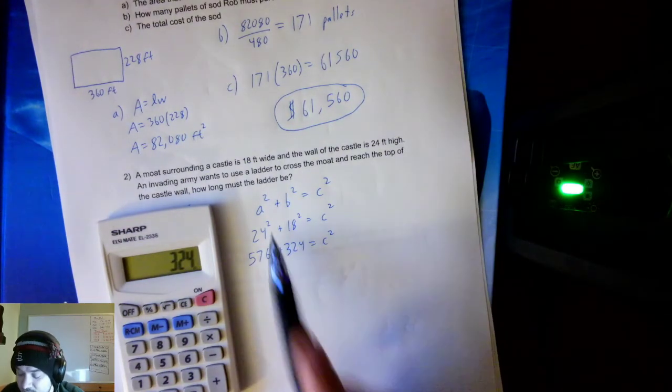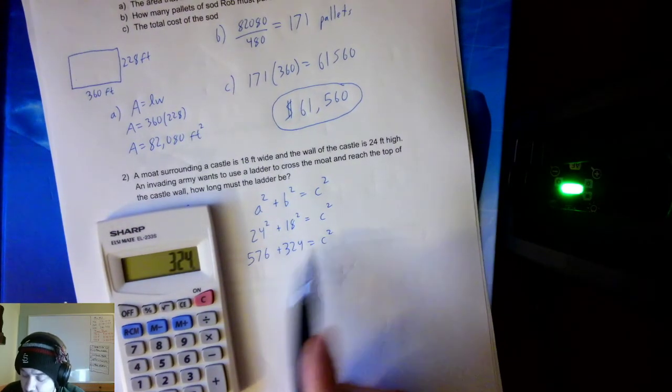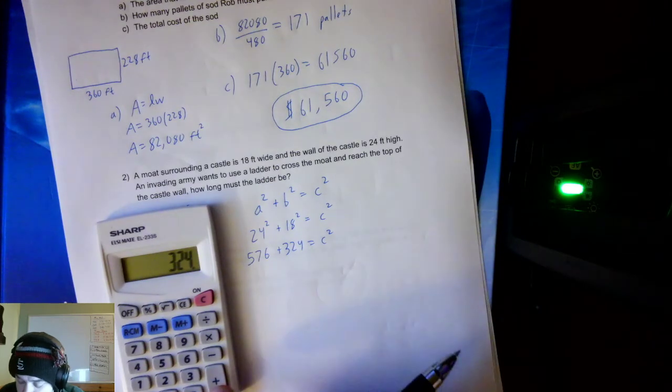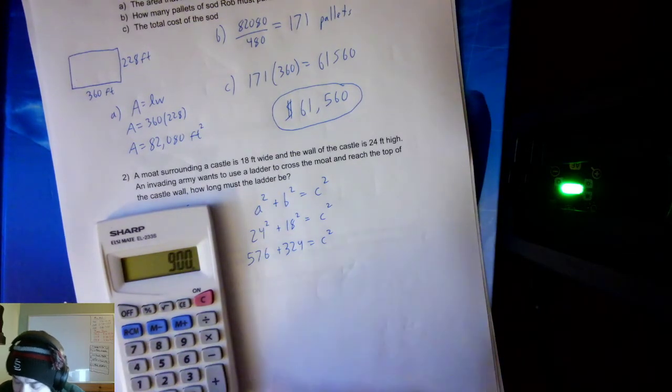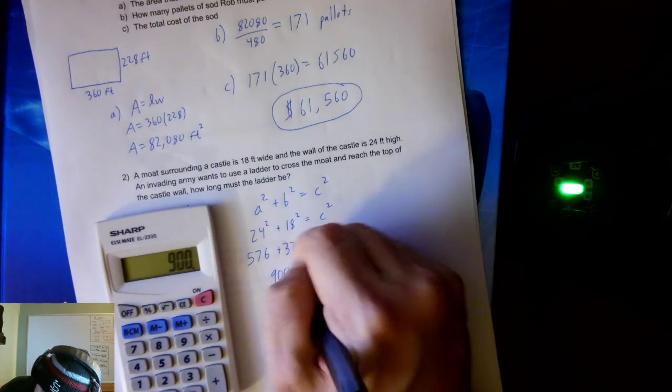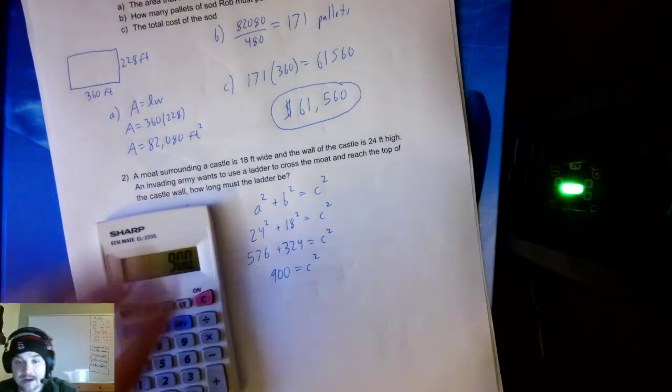I did my exponents first. Now, I'm still leaving C squared. I can add these two together. 324 plus 576 gives me 900 when I add those together. And that should equal C squared.